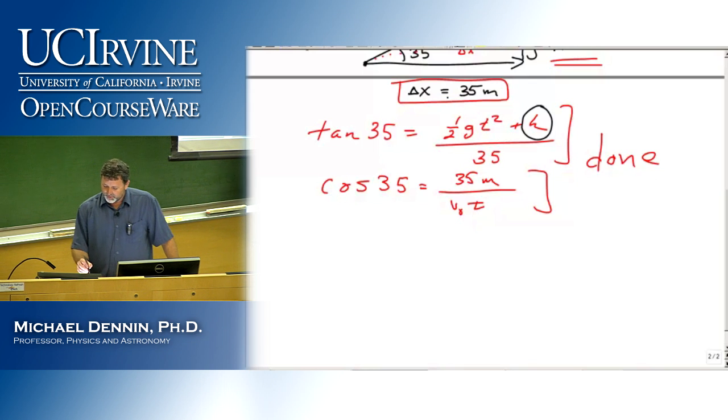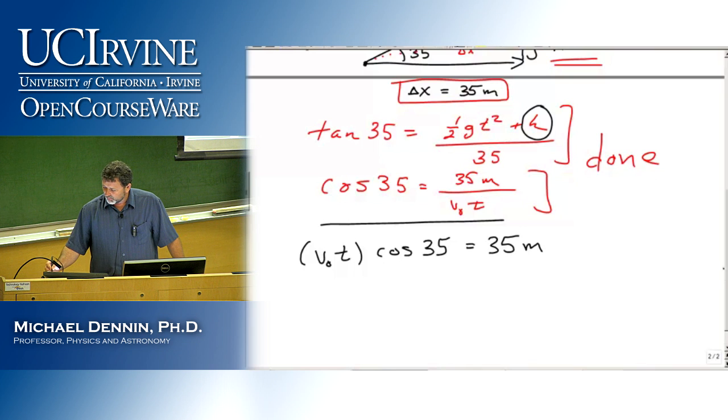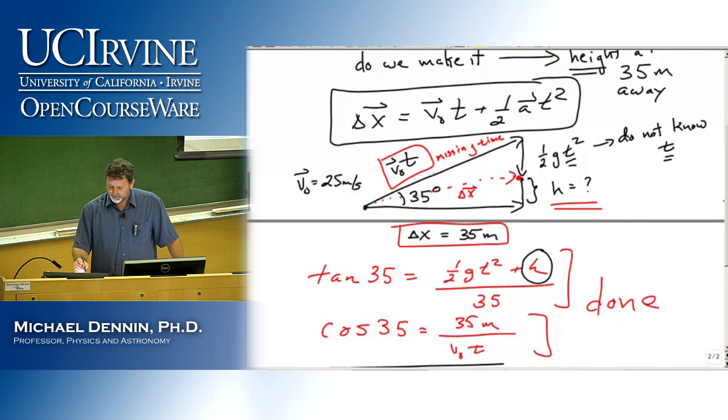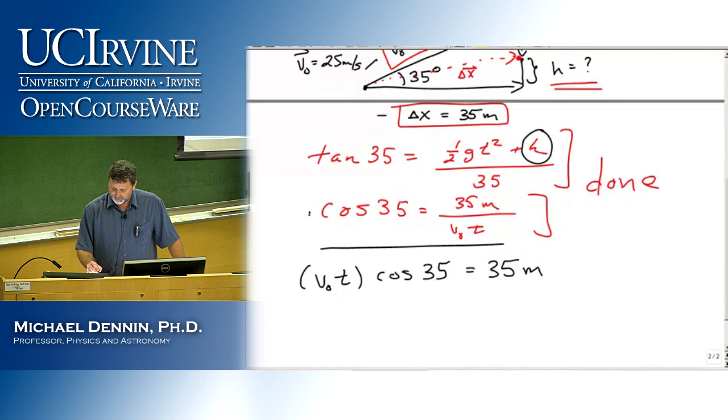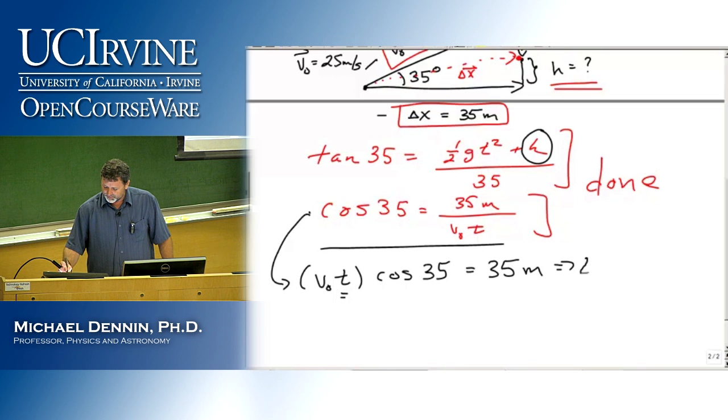And so let's look at this. This one right here becomes v naught t times cosine of 35 equals 35 meters. Now, when you get better at trig, you'll be able to skip that step and write it right away that way, because you know what you're looking for is time. So having it in the denominator doesn't help you.